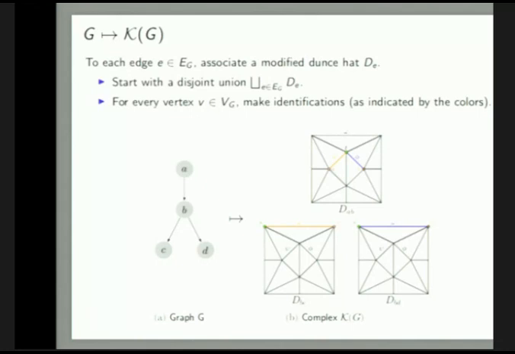So you start with any such graph, and we are trying to build a complex which corresponds to this graph. Here this is a simple graph G, and this is the complex K_G that comes out of it. The way this is done is that you start with a disjoint union of dunce hats, one for each edge. So for AB you have dunce hat D_AB, for BC you have dunce hat D_BC, and for BD you have dunce hat D_BD.